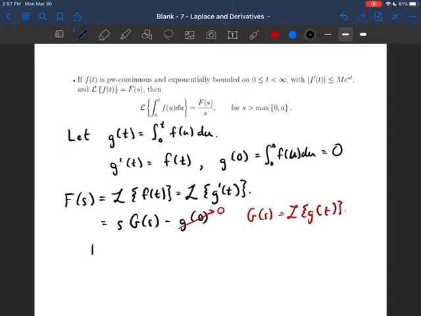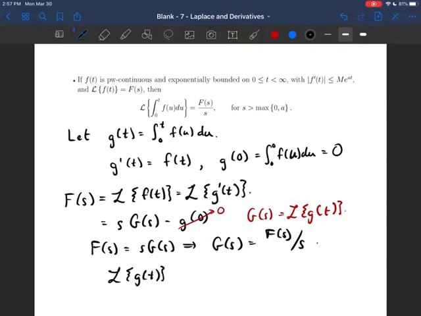And now we also know that g of 0 is 0. So we get the relationship that F of s is equal to s G of s, and that means that G of s is equal to F of s over s. And that's the thing that we're looking for, the Laplace transform of g of t, which is the Laplace transform of the integral from 0 to t of f of u du, is equal to F of s over s.